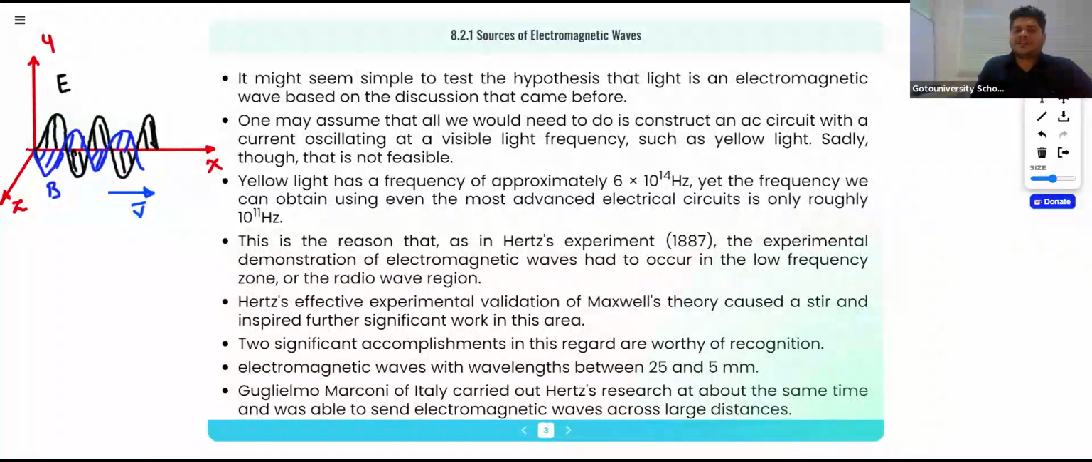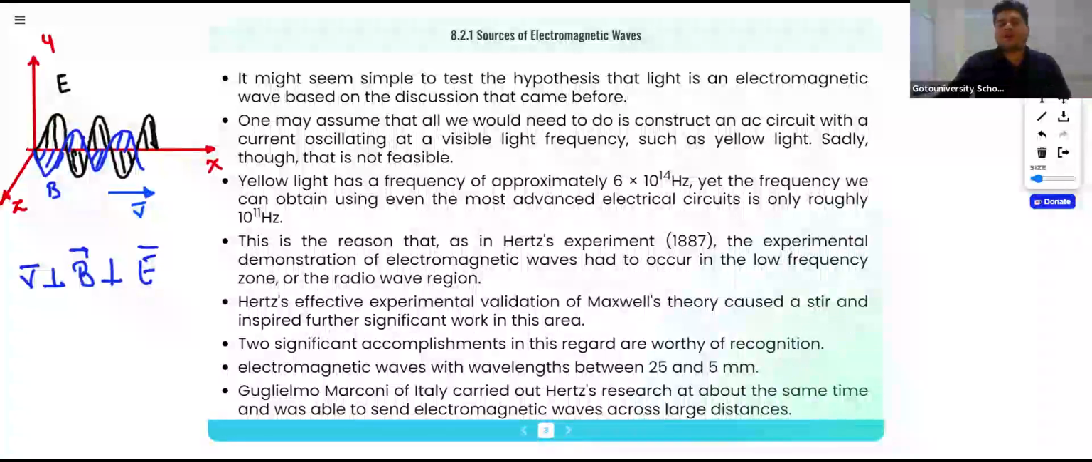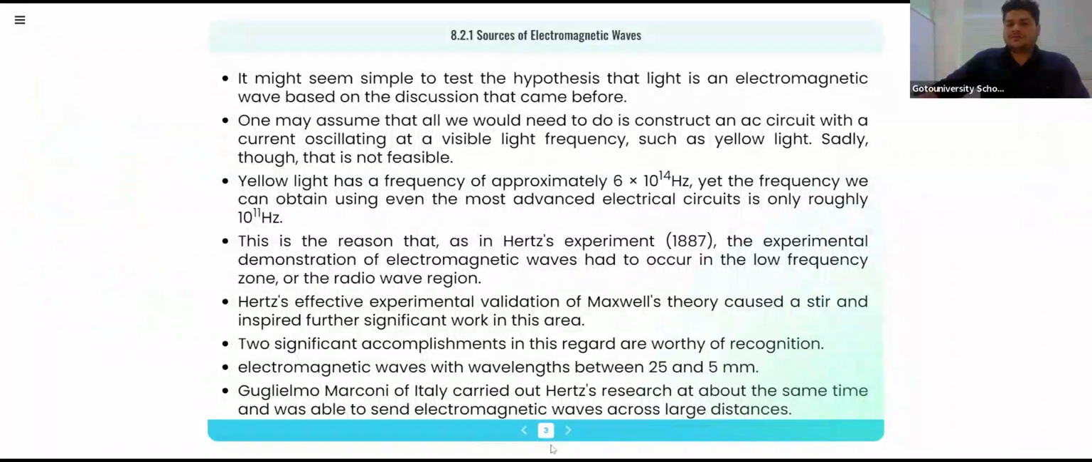So what will be the direction? Velocity will be perpendicular to magnetic field, and magnetic field will be perpendicular to electric field. All three will be perpendicular to each other.